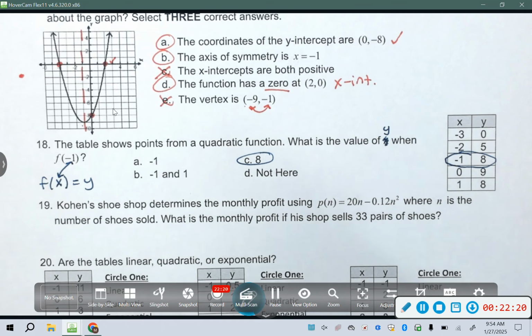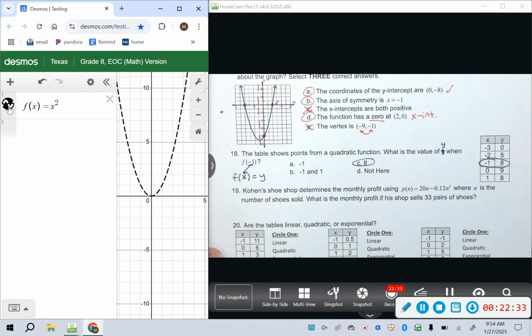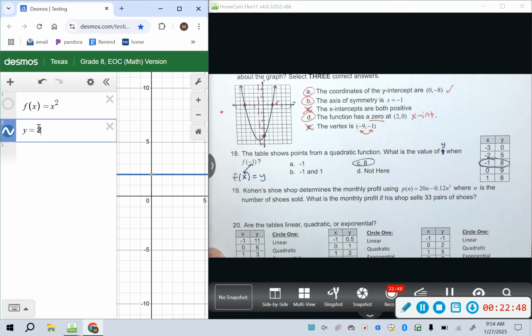Okay, number 19 says Cohen's shoe shop determines the monthly profit using this equation, where n is the number of shoes sold. Okay, so what is the monthly profit? So we're going to use our calculator. Just going to close that so we don't see it. And I'm going to use x, so p, I'm just going to type y. Y equals 20x minus 0.12x squared.